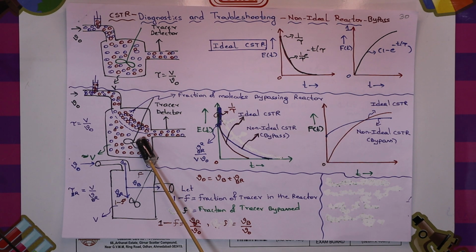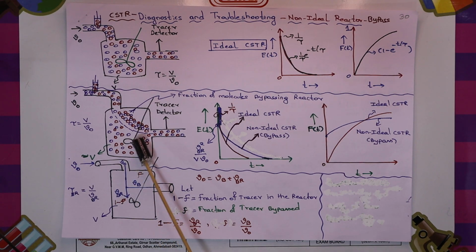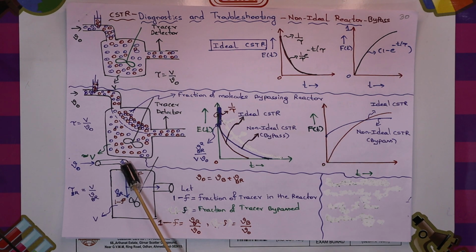Now how to tackle this? Nu 0 is the volumetric flow rate of the feed entering the reactor. In the schematic representation, you can see that nu 0 is the volumetric flow rate of the feed entering the reactor. Once it enters the reactor, it is divided into two directions: one is the bypass volumetric flow rate and the second is the volumetric flow rate through the reactor. We have divided the volumetric flow rate into two fractions. F is the fraction of the flow rate in the bypass stream, and 1 minus F is the fraction of flow rate that goes through the entire reactor.